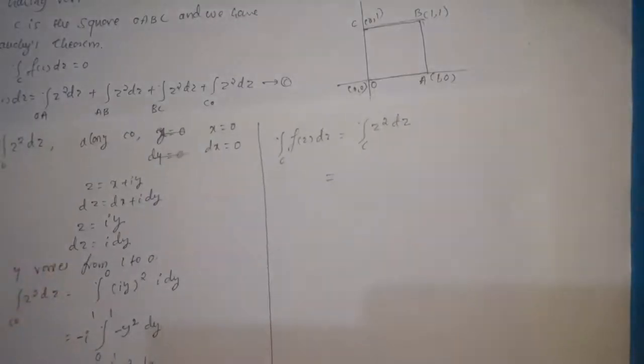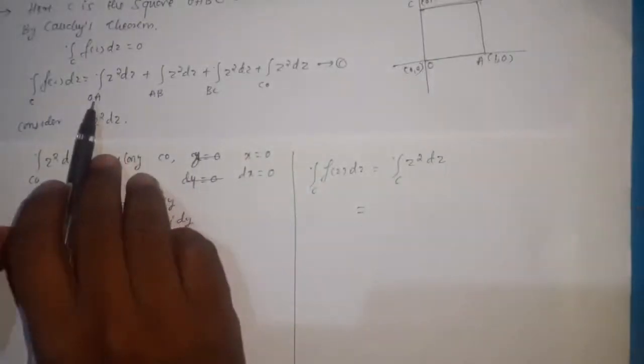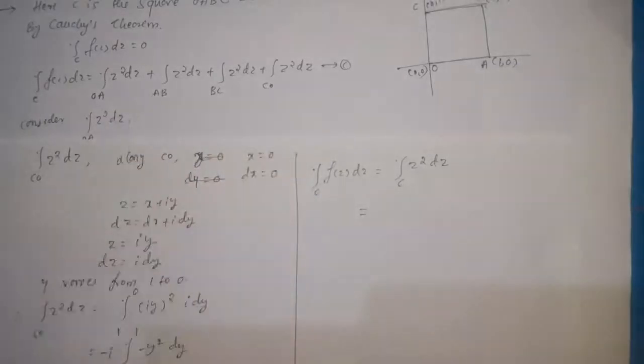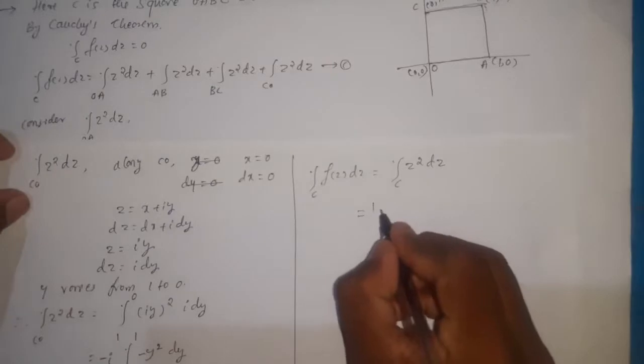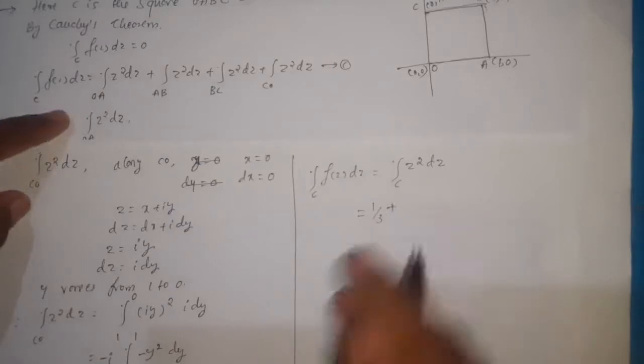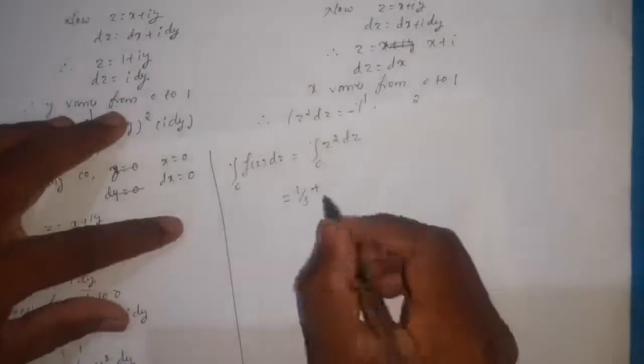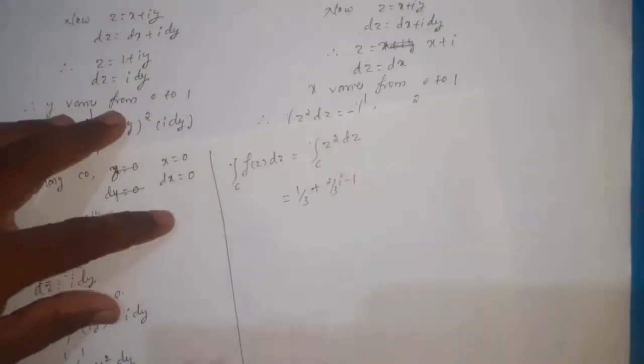So here from equation 1 we know that the integral over OA, AB, BC and CO of z square dz. Here we have evaluated all the 4 integrals separately, and now let us substitute the values of them. The first one, we know the answer is 1 by 3. Plus the second one from AB: for the line AB the value of the integral is 2 by 3i minus 1.